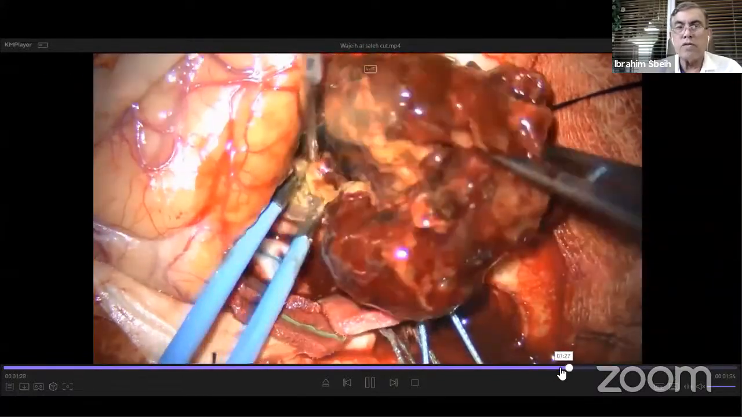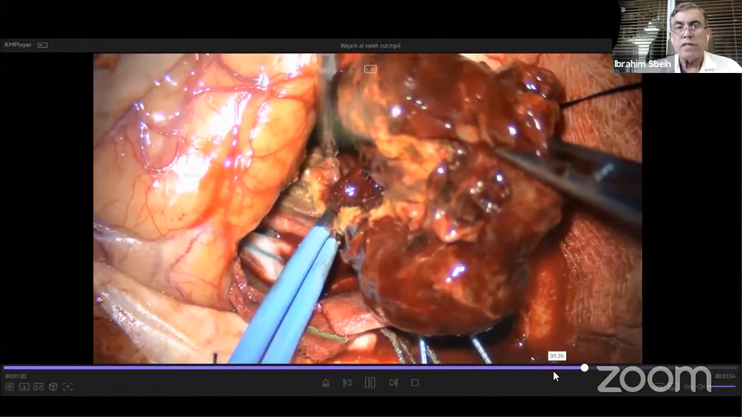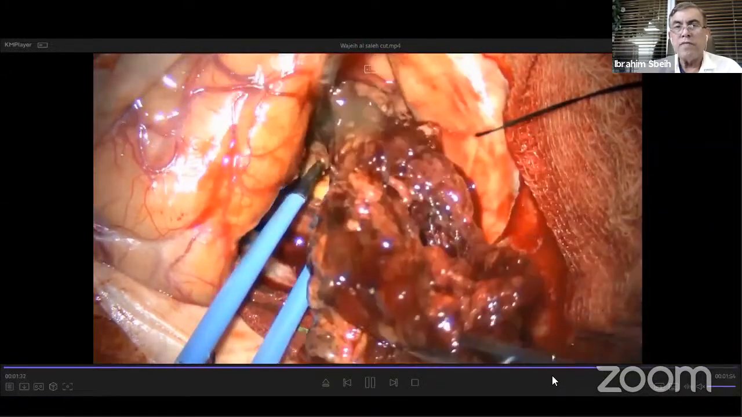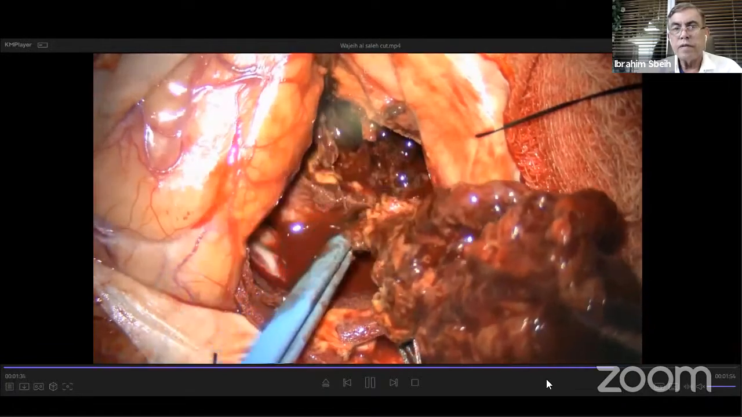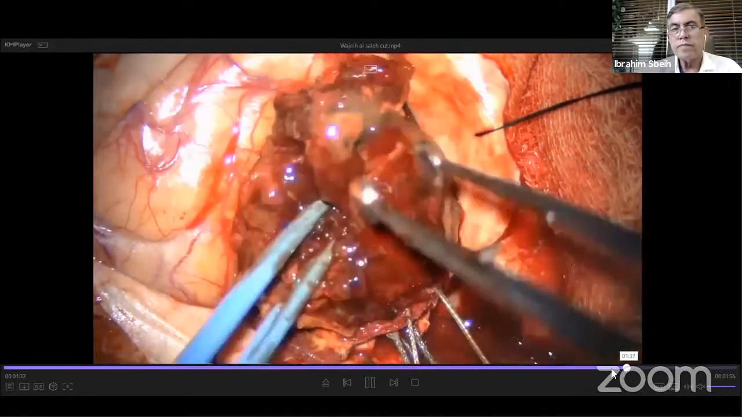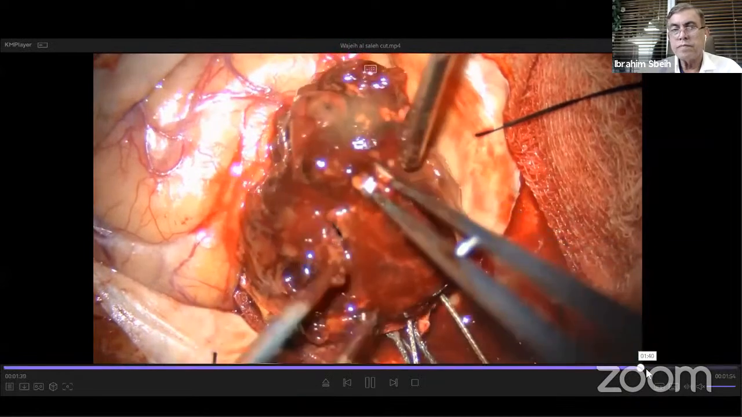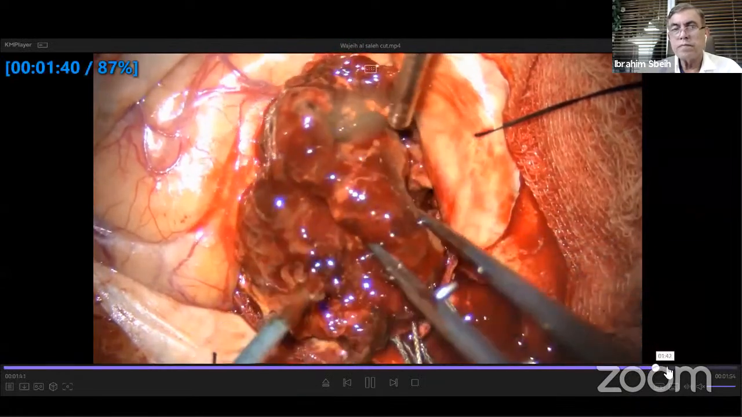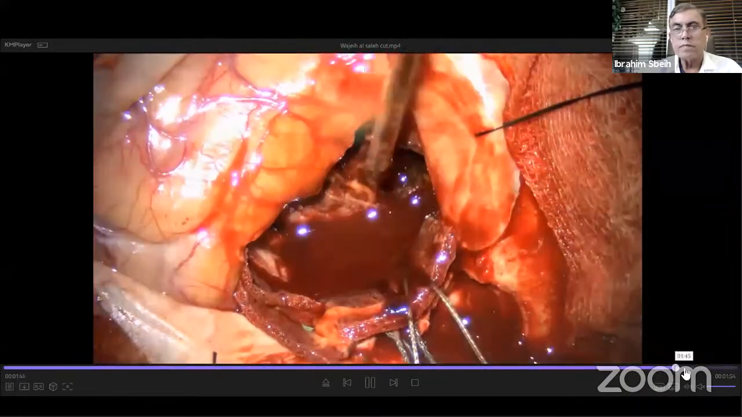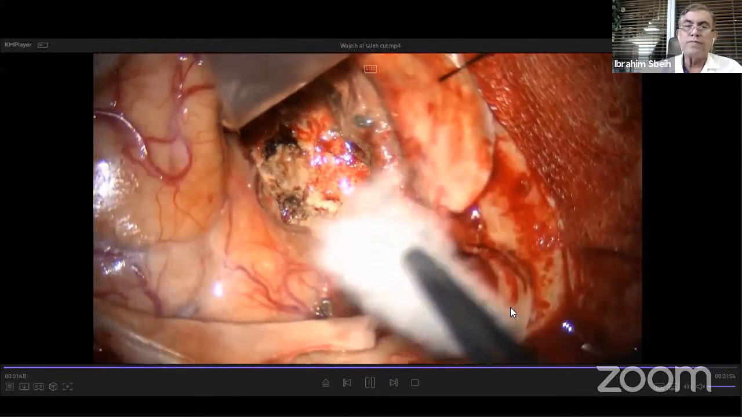So my aim here is to have total excision of the lesion, leaving nothing inside. Then you go for hemostasis.